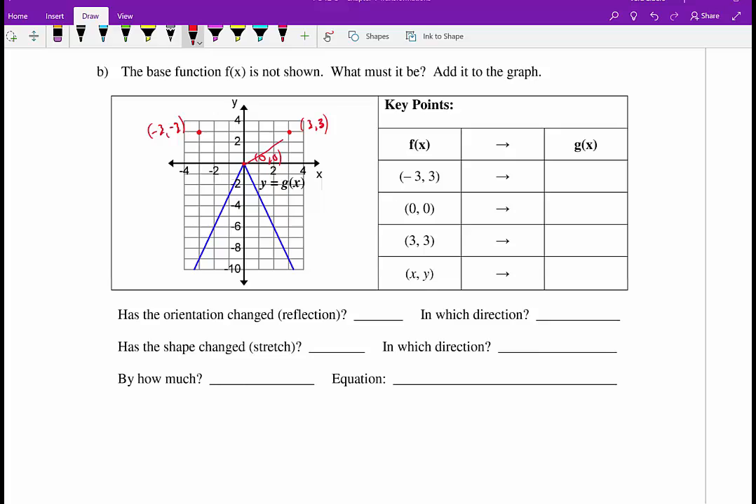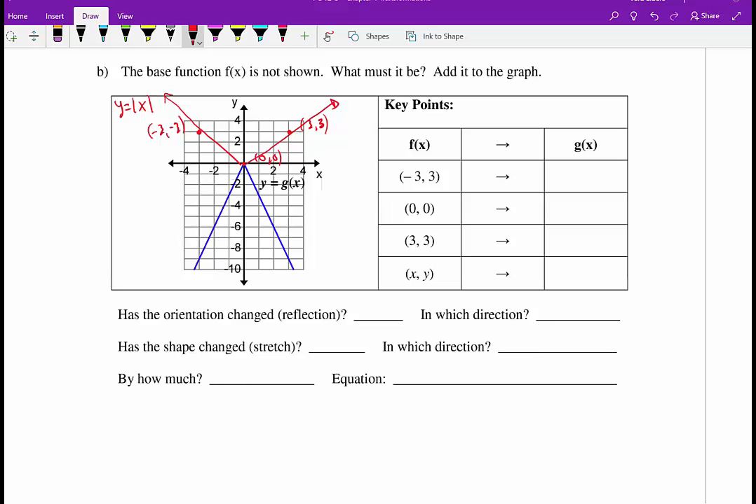And I'm going to join my points. Okay, and so what does this look like? It looks like an absolute value function, which it is. So the equation for it is y equals the absolute function of x. Okay, so the blue graph is g of x, and it is the transform graph of the red one.